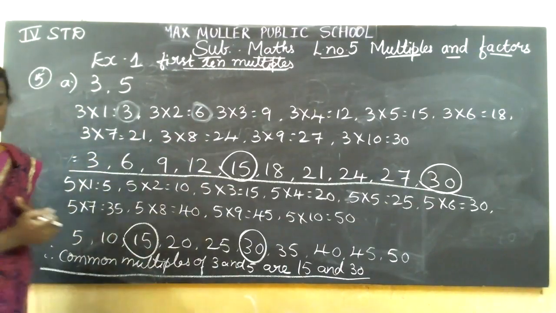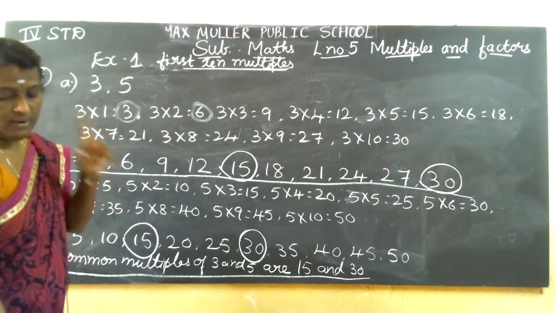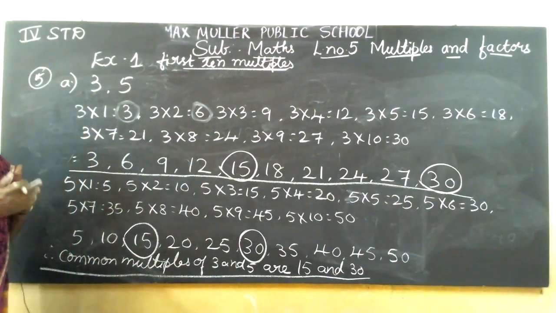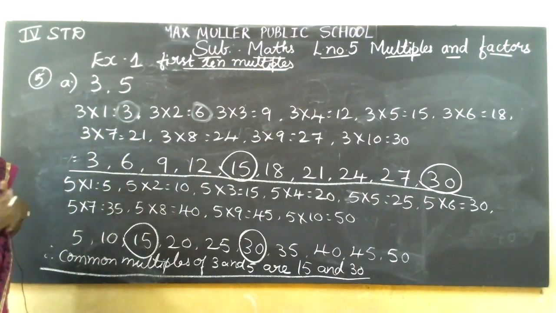Still, how many sums are there? There are 5 sums. Only one I'll do. The second one, third one, fourth one, fifth one, you have to do. Okay, children? Let's copy down this.